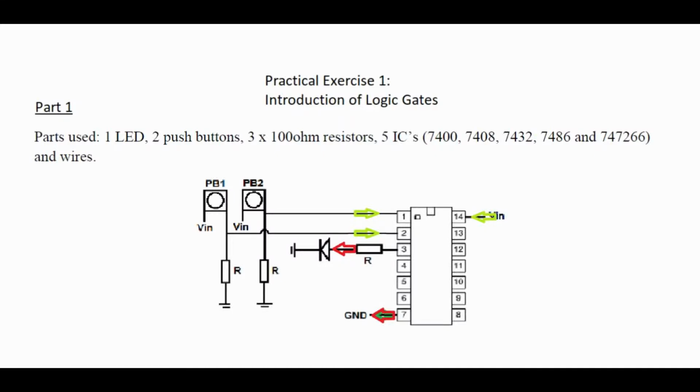Practical exercise 1. Introduction of logic gates. In part 1, we use different types of ICs and find the different gates to each IC. They all have the same location of output and inputs, so we only have to build the circuit once. The circuit can be seen here below, where the green arrows show where the input is and the red arrows show where the output is.